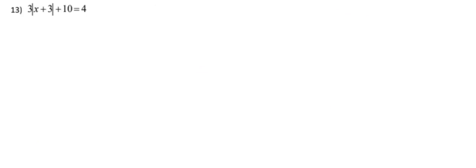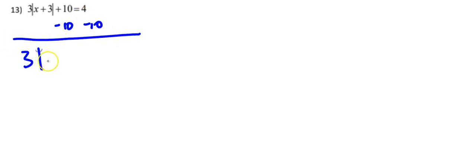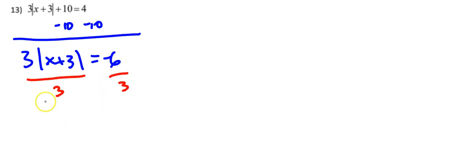Okay, now looking at number 13, it looks fairly similar to the previous question, but as you'll see, we have a slightly different kind of solution. First step here, again, we have a number out in front, which is times the absolute value, and we have the number added. So we're going to subtract that number from both sides. And we have 3 times the absolute value of x plus 3 is equal to negative 6. At this point, we're still going to need to get rid of the 3, so we're going to divide both sides by 3. And we have absolute value, x plus 3 equals negative 2.